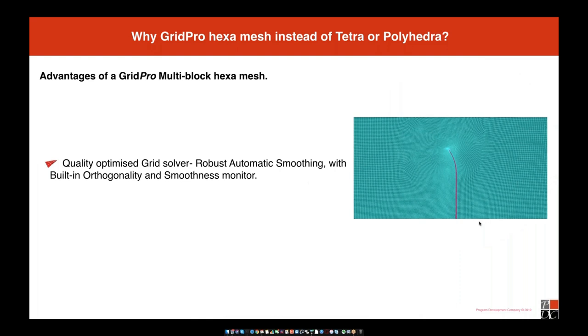Finally, one of the major highlights is its quality optimized grid solver. It has a robust automatic smoothing with the built-in orthogonality and smoothness monitor, which ensures that you have a high quality grid when you run the solver.